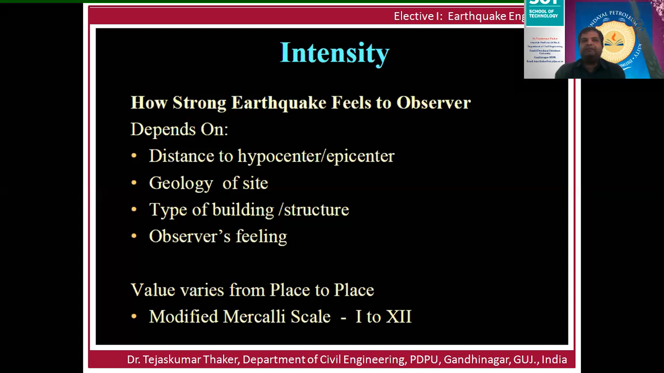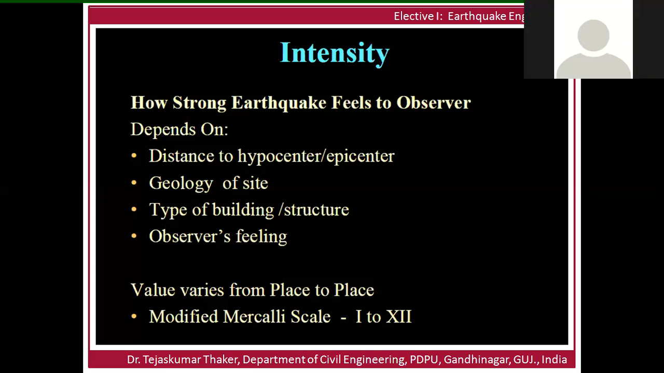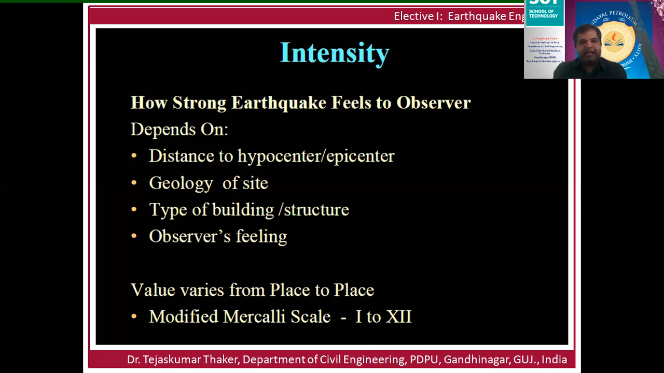For example, we took the case of the Mexico City earthquake of 1985, and we said the damage in the far field region was quite high in comparison to the near field region. Considering those things, the intensity is also going to change depending upon this. Similarly, the type of buildings or structures also matters.